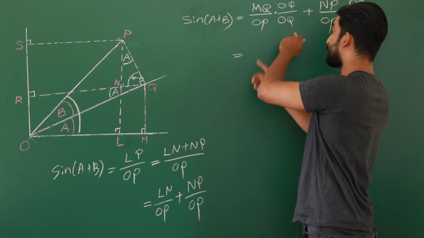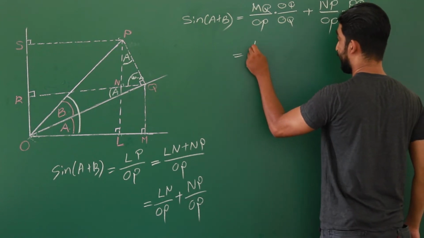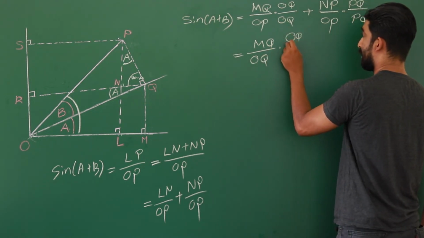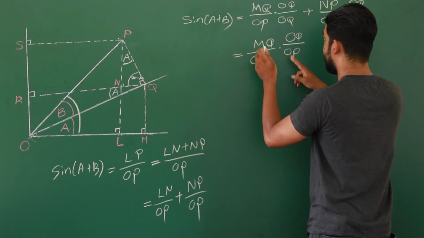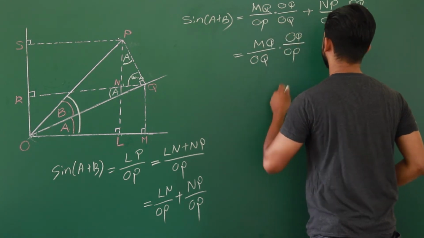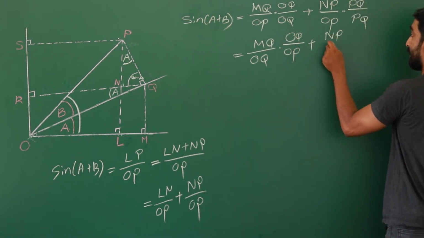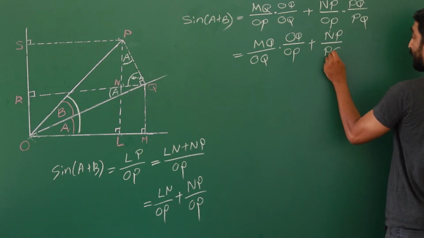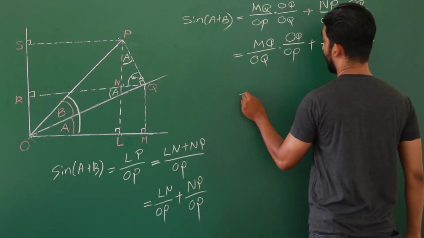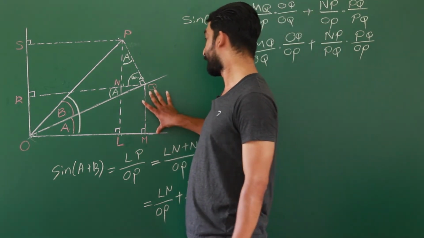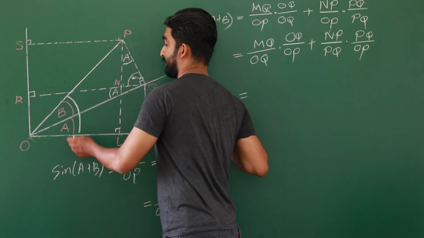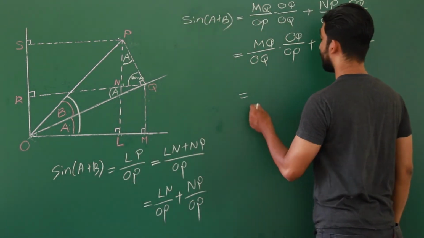Now we swap these two sides. So we can write this as MQ over OQ times OQ over OP. What I did was I wrote these two changing the positions. OQ I wrote first, then OP second, then plus NP over, I'm changing these two, so PQ times PQ over OP. Now what is MQ over OQ? MQ over OQ is sine A, opposite side over hypotenuse.